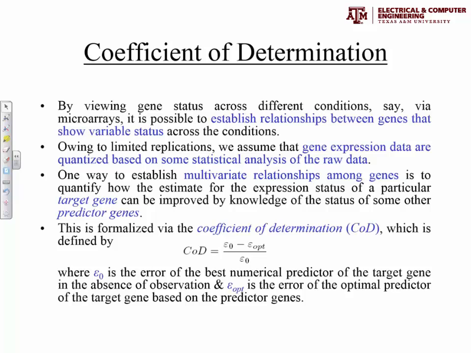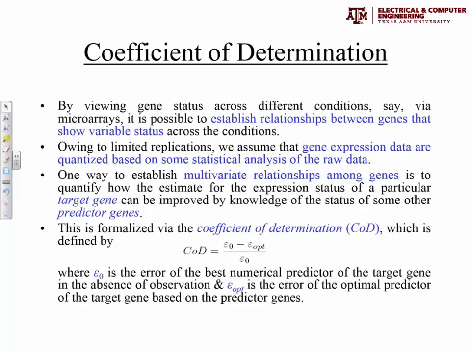Now, one way to establish multivariate relationships among genes is to quantify how the estimate for the expression status of a particular target gene can be improved by knowledge of the status of some other predictor genes, right? So in other words, you have all these genes, and you want to make a guess about the transcriptional activity of a particular gene, okay? Is that on or off? Now, if observing some other genes gives you a better idea about predicting whether this particular gene that you're interested in is on or off, right? Then you will say that there is some knowledge in those predictors about this gene, okay? That's what we want to quantify, okay?